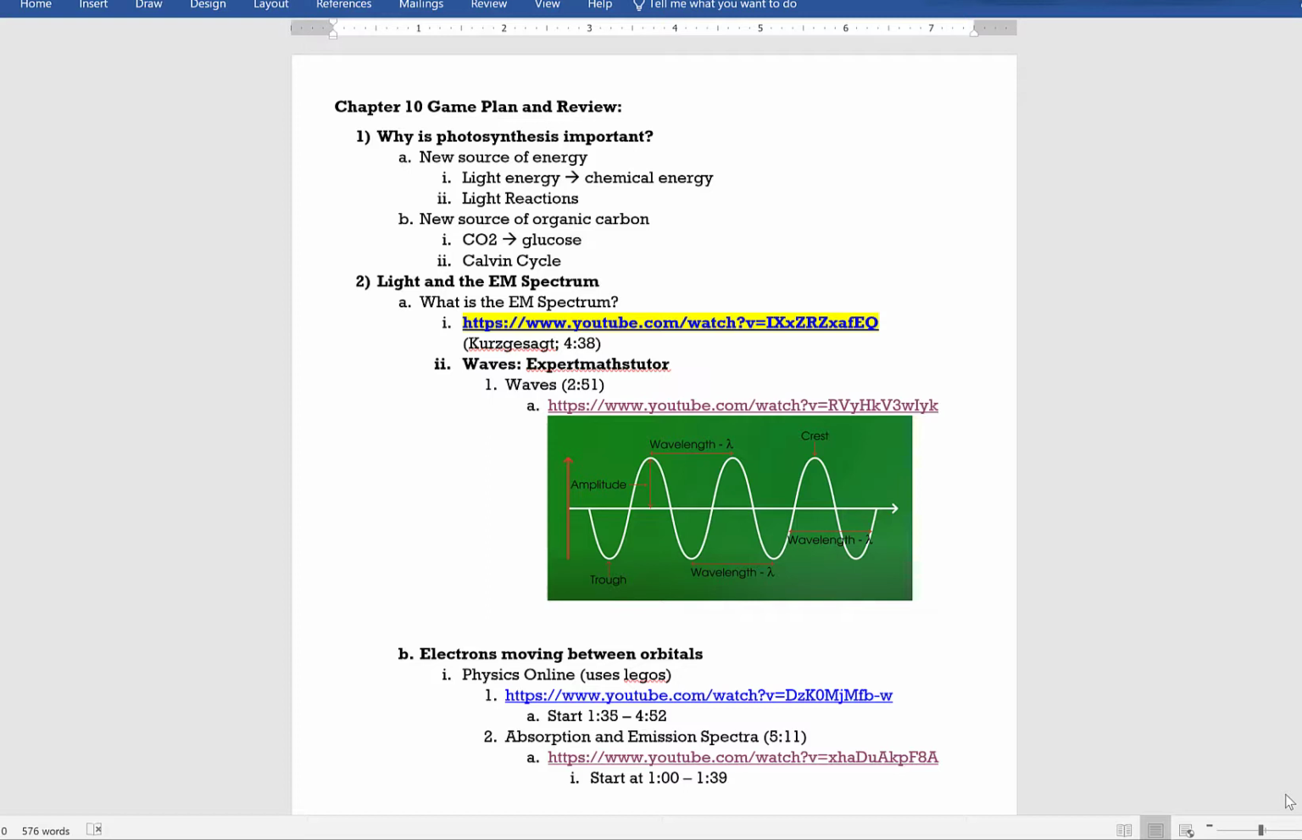Now, photosynthesis is very important for two reasons. You probably know that photosynthesis is important because of the light energy, which is converted into chemical energy. But a lot of students don't know that photosynthesis is also important because it provides a new source of organic carbon.